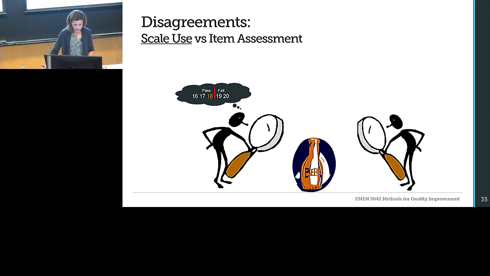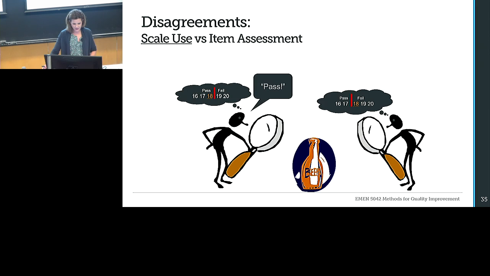So this person looks at the beer bottle using the scale and says pass. This one rates it exactly the same way and says fail. Of course they wouldn't give actual numbers like this. This is representing some type of thought process that's going on. See the thought bubble? This is their thought process, and this is related to how they're using the scale, whatever the scale happens to be, pass, fail.